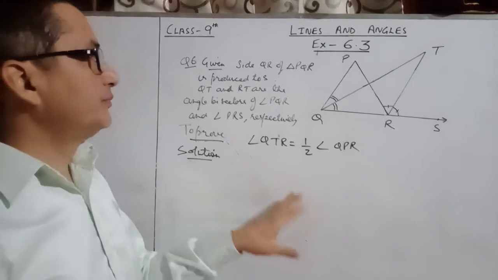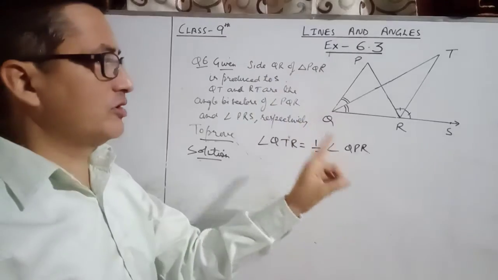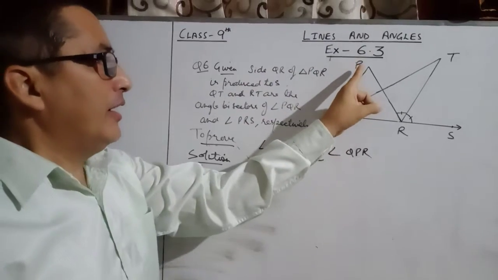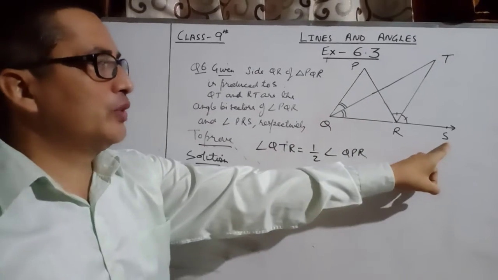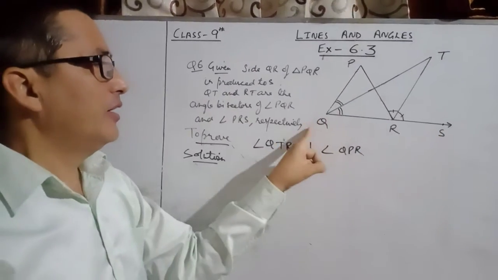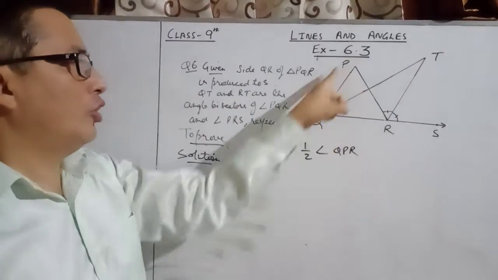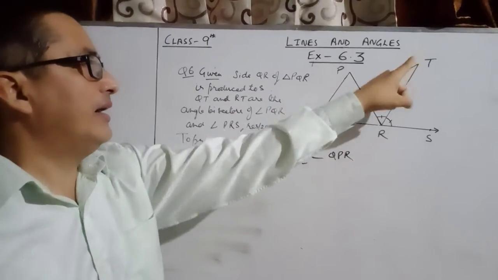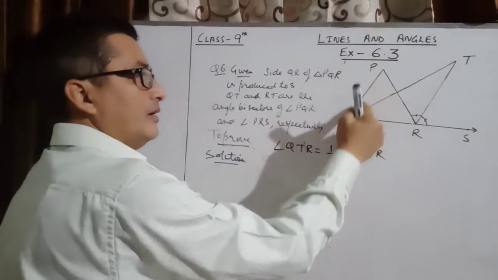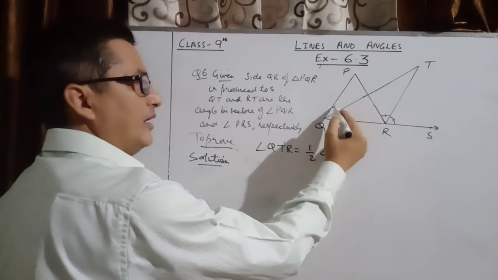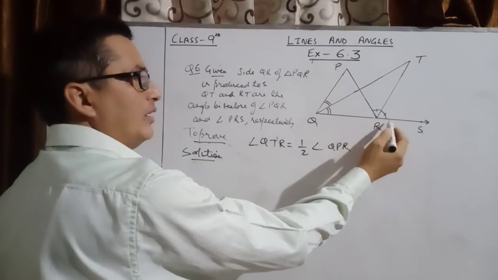Now students, look at this question very carefully. This is a very important question. Look here. It is given that in triangle PQR, QR is produced to S, and QT and RT are the bisectors of angle PQR and angle PRS. Means this angle is equal to this angle, and angle PRT is equal to angle TRS.